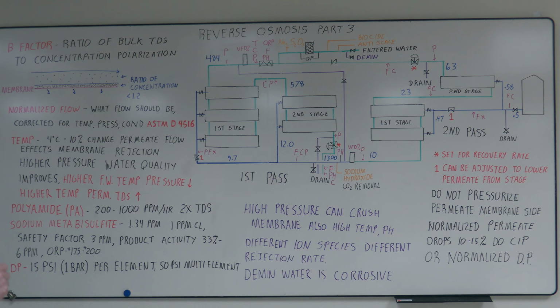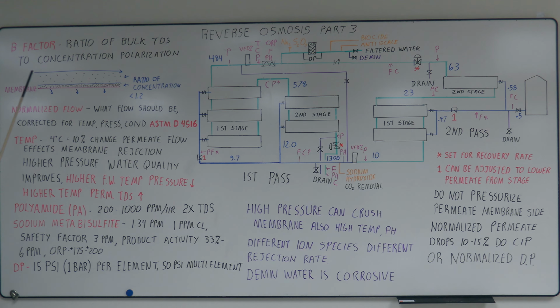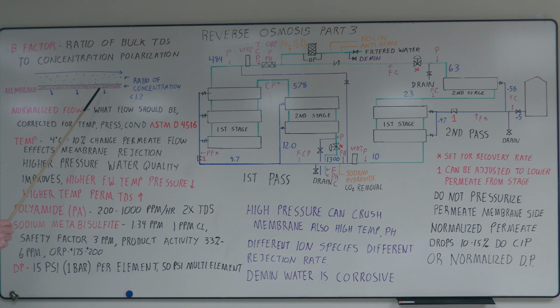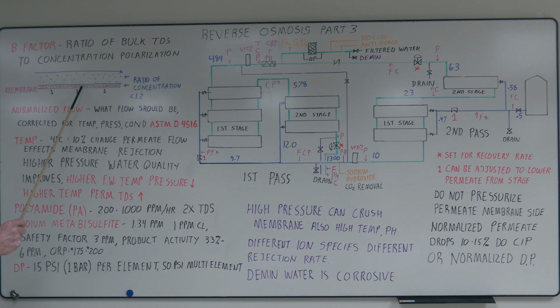We did throw in the B factor, beta factor. This is more of a design factor, but it is important to understand the concept. It is the ratio of the bulk total dissolved solids to the concentration polarization rate. So here's your bulk flow, here's the ratio of concentration, dissolved solids build up. You want this less than 1.2. So basically this means you don't want this 20% higher than your bulk flow. This is a design factor for ROs.